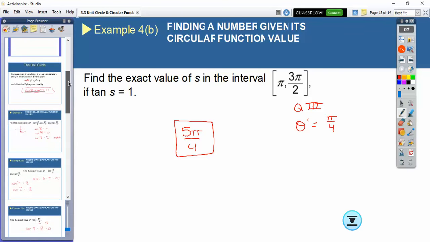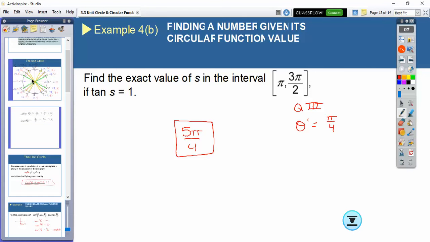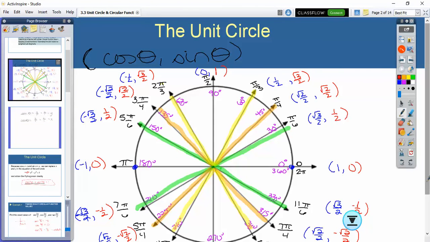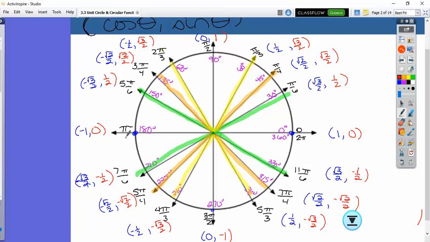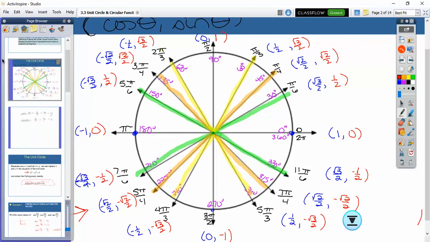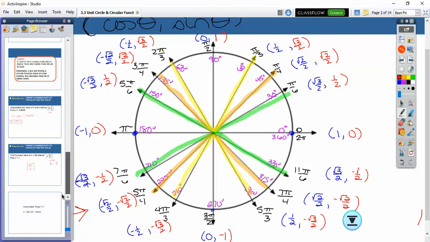Now, if you think about the circle, I'm asking between pi and 3 pi over 2. So here, when is your tangent going to equal 1? When is y over x going to equal 1? And we can see it's right here, because you divide those and you get this. That angle was 5 pi over 4. Any questions for me?